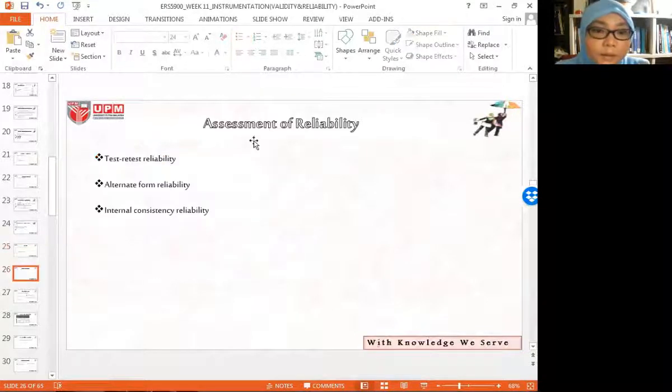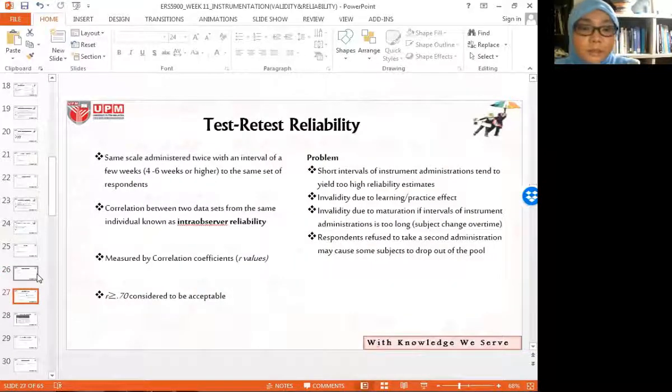There are three types here: test-retest reliability, alternate form reliability, and internal consistency reliability. For the first one, test-retest, the same scale is administered twice with an interval of a few weeks, for example 4 to 6 weeks or more, to the same set of respondents. So in test-retest you use a similar instrument and test similar respondents, but there is an interval.